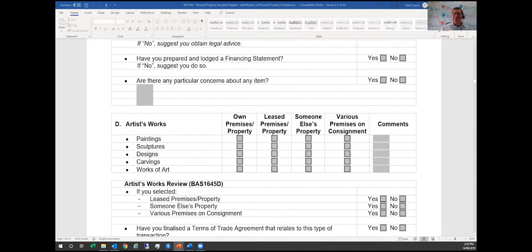We then look at D, artist works, painting, sculptures, designs. I put this in separately because there had been a major issue in Auckland, New Zealand, shortly after their legislation was introduced. And that involved a store that was holding on consignment all this type of stock, and a liquidator had been appointed. I understand there was near riot as people turned up trying to repossess their goods, and they were met by security guards who told them they were not allowed inside the store.